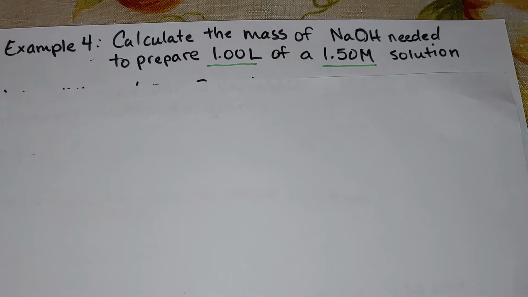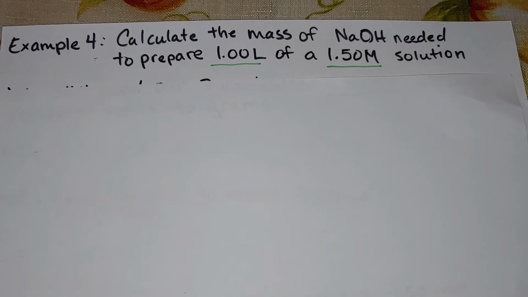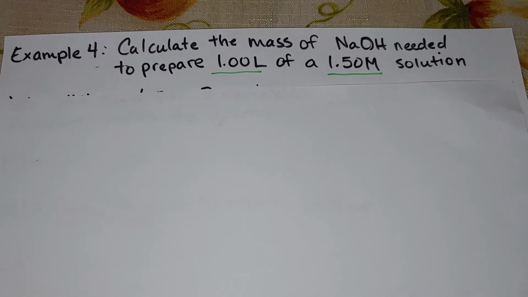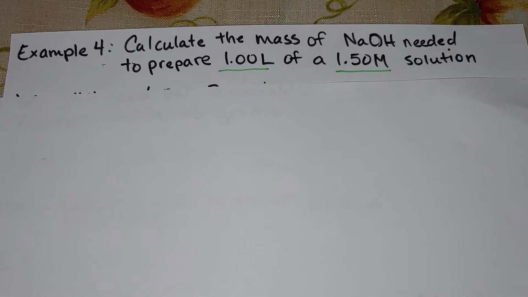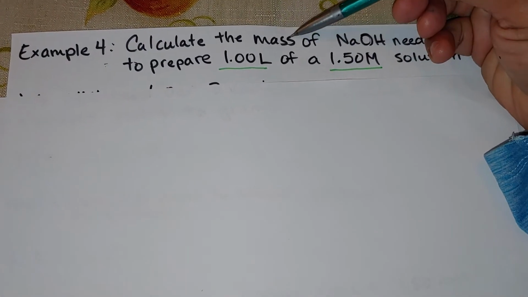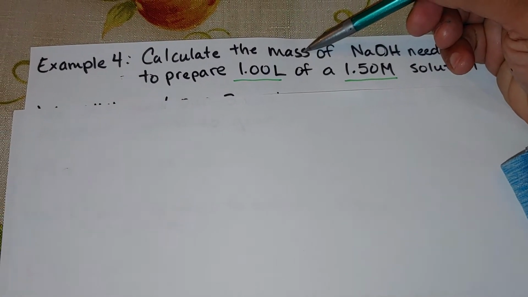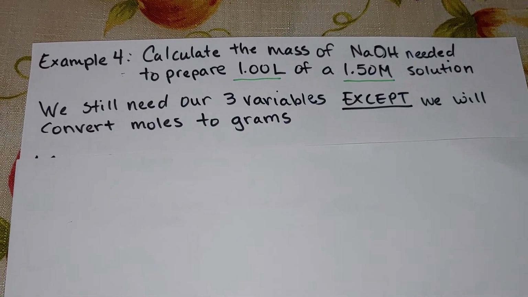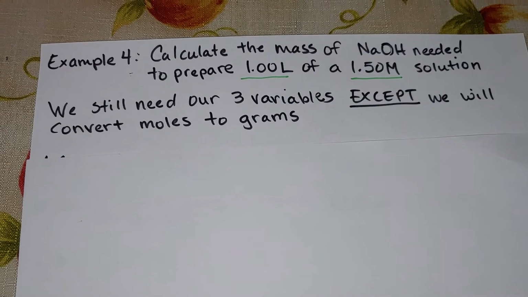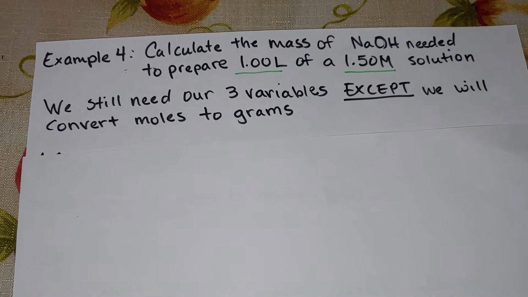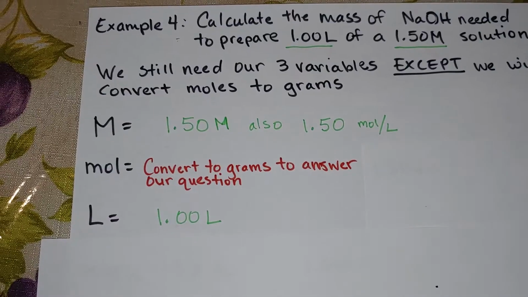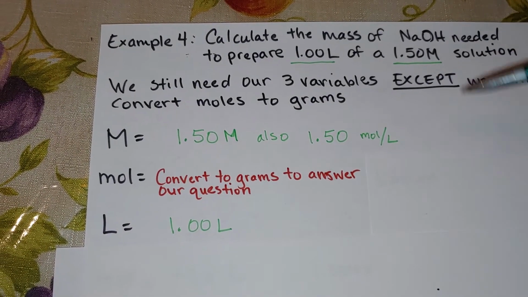Okay, example 4. It says calculate the mass of sodium hydroxide needed to prepare 1 liter of a 1.50 molar solution. All right, so interesting. This time, they're asking us to find mass. We still need our 3 variables, except this time, we're going to convert those moles to grams. Okay, and this is how we're going to place everything.